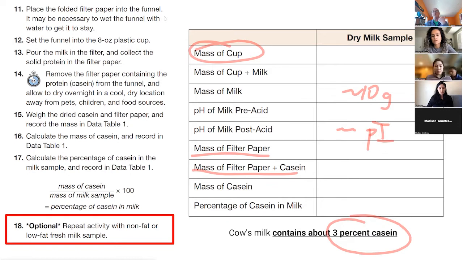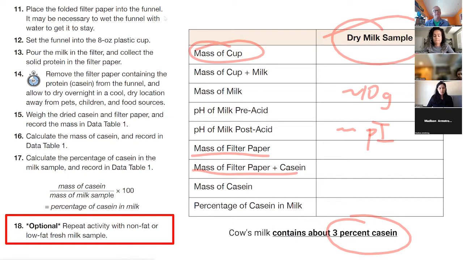So on the report, there's room for the dry milk sample that we're going to make today, and then once you've done that, you can do your own milk. If you don't drink milk, then find some milk or something, or you can just do the dry milk sample again and then compare the results. But I want you doing it twice at least.